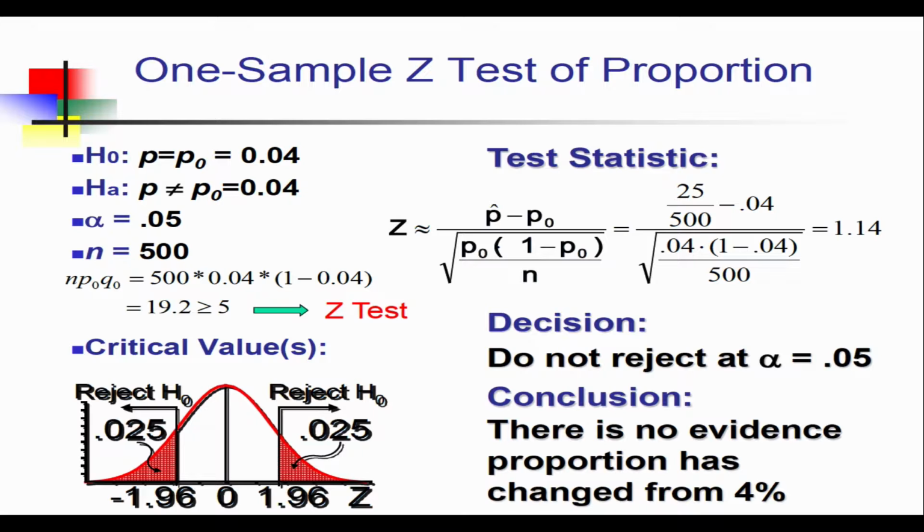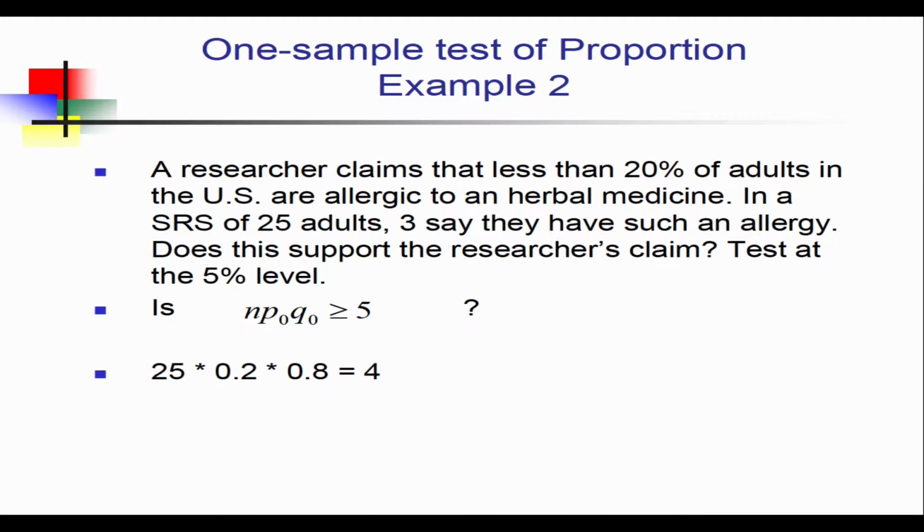Any other questions? Then okay. So now let's look at example 2. For this example, the researcher claims that less than 20% of adults in the US are allergic to herbal medicine. And then we draw a simple random sample of 25. 3 of them said that they have an allergy. So you just use this sample data to check whether the researcher's hypothesis is true or not.